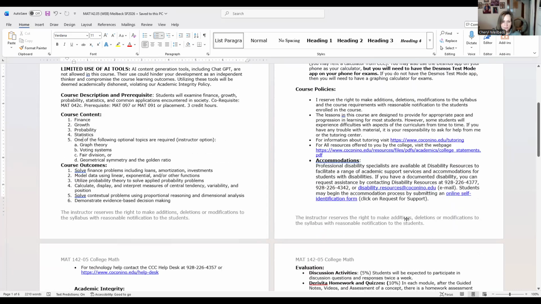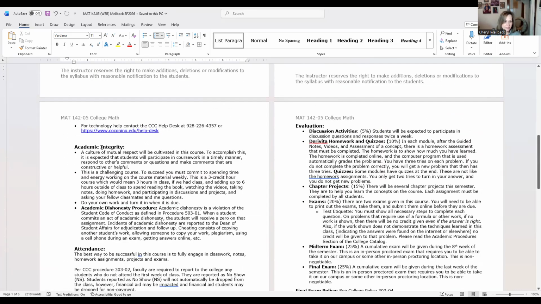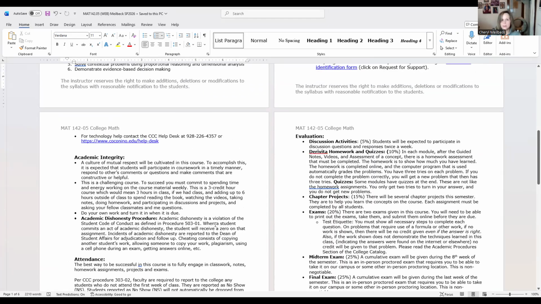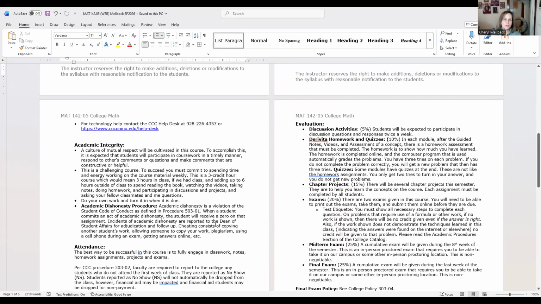Here are the course policies. Academic integrity, that's kind of important. If there's any assignment that I think you didn't do on your own, you'll receive a 0 on that assignment. So please do the assignments on your own. We need to be able to measure your ability to demonstrate our course content.